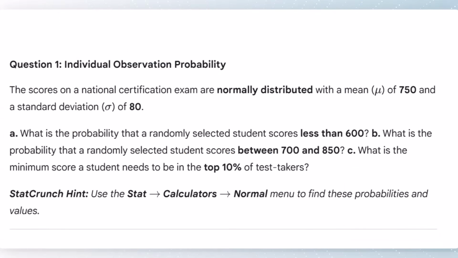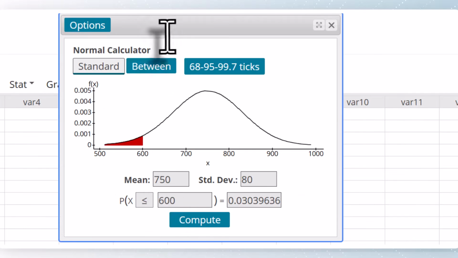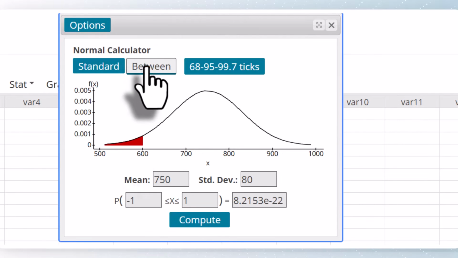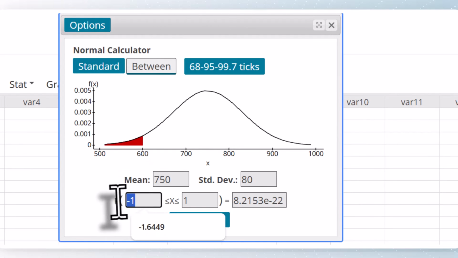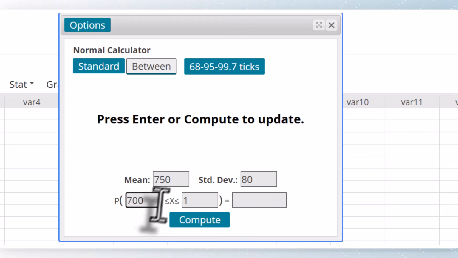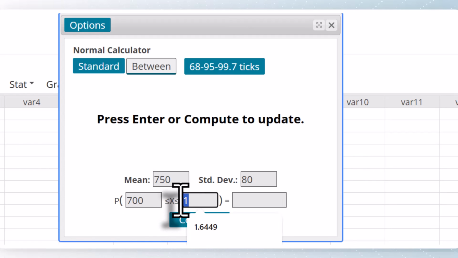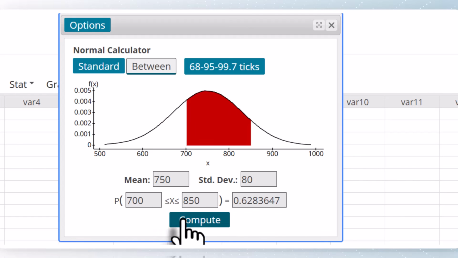What is the probability that a student scores between 700 and 850? So for between, you need to click on between and put 700 here, 850 there, and hit compute. Not only is it going to give you the answer, but it's going to shade the region under the curve. So it's 0.6284.